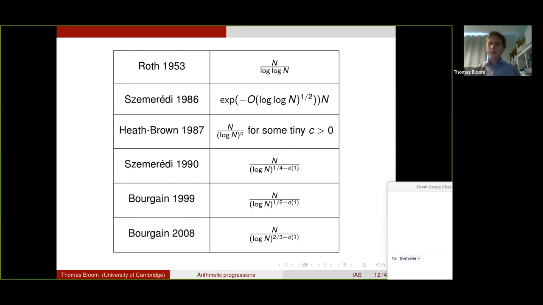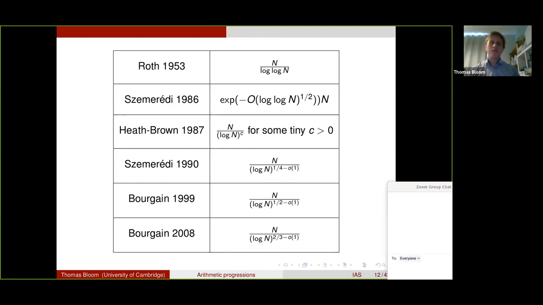This was then optimized a little further by Szemerédi, who gave the exponent 1/4. And that really is the limit of what I think of as the classical number theoretic method, which is Roth, Szemerédi, and Heath-Brown. It's log n to the 1/4 as a density.